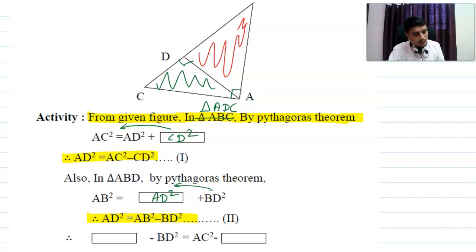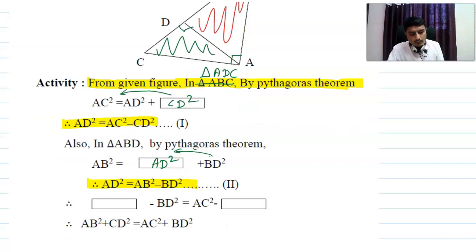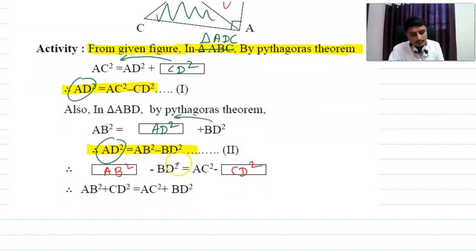Now let's have a look at equations number 1 and 2. Those two equations have the same LHS, that is AD square, so we can equate their RHS. AB square minus BD square, the RHS of equation 2, equals AC square minus CD square. Now we shift BD square from LHS to RHS and CD square from RHS to LHS, so minus BD square becomes plus BD square and minus CD square becomes plus CD square. So we are getting AB square plus CD square equals AC square plus BD square.